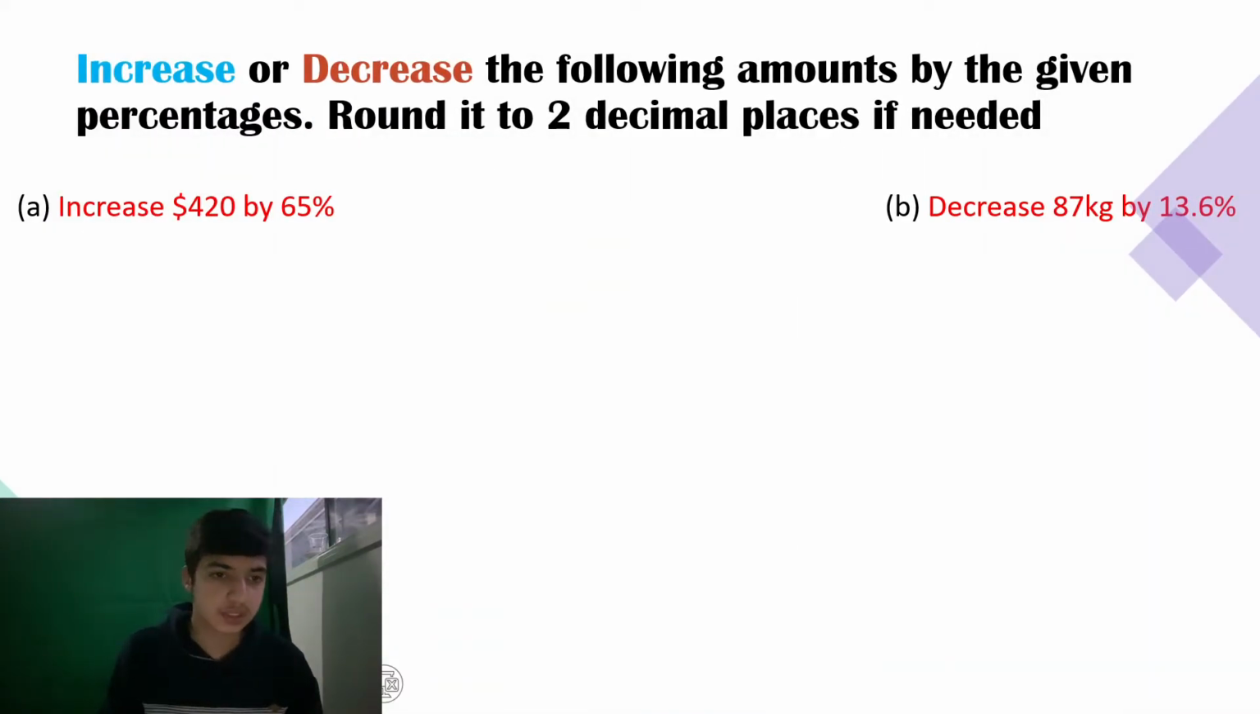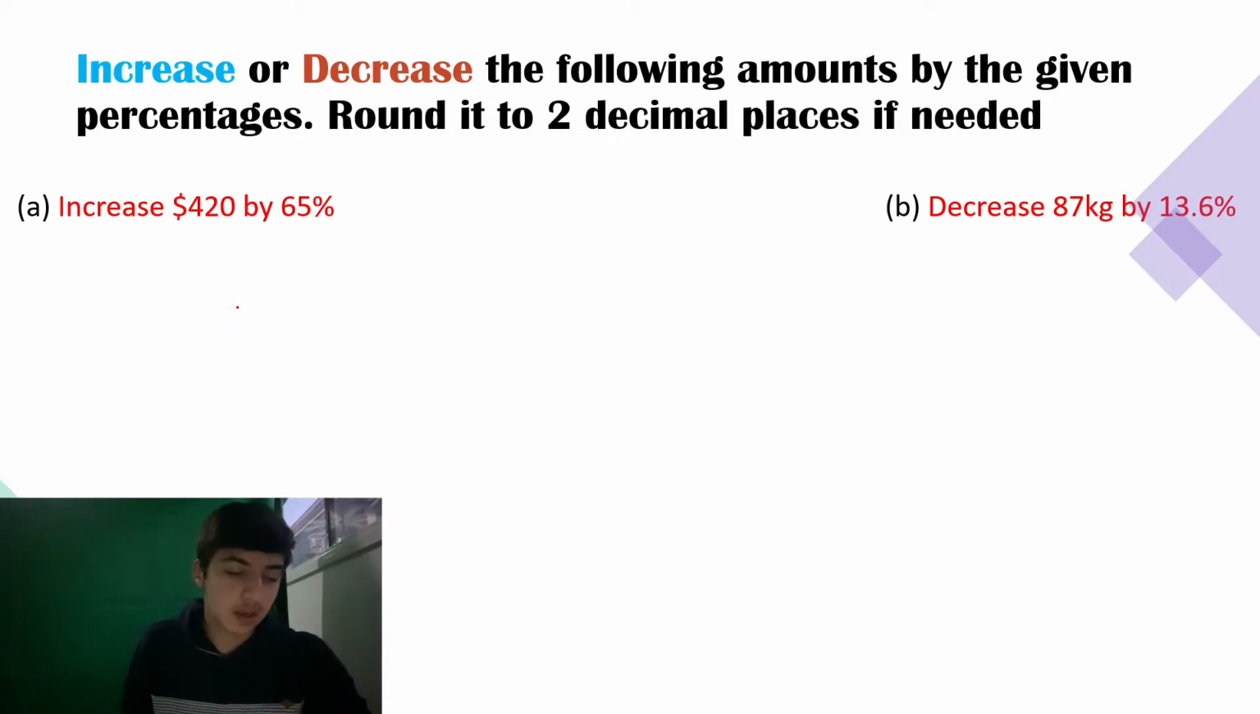We have new questions here. Increase or decrease the following amounts by the given percentages, rounded to 2 decimal places if needed. Okay, so now we have our first one here. Increase 420 by 65%. Now there are the other two methods I showed you before. These wouldn't really work out for this question, so we have one specific method for this question.